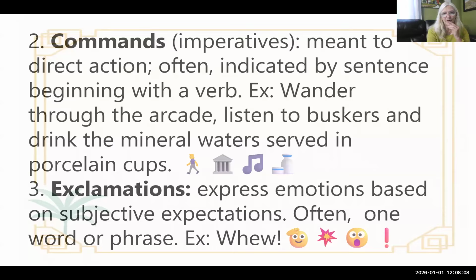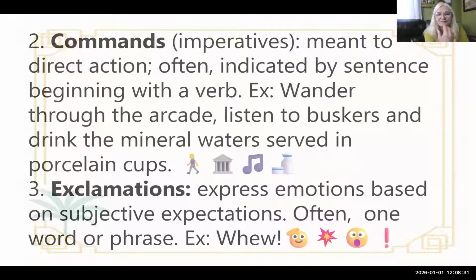So here's an example. Wander through the arcade, listen to buskers, and drink the mineral waters served in porcelain cups. Each separate one is itself a command, and if the person enacts that, satisfies the command, then they would be performing those actions.